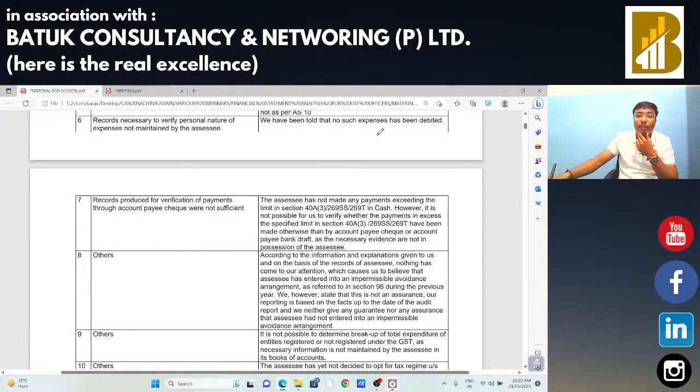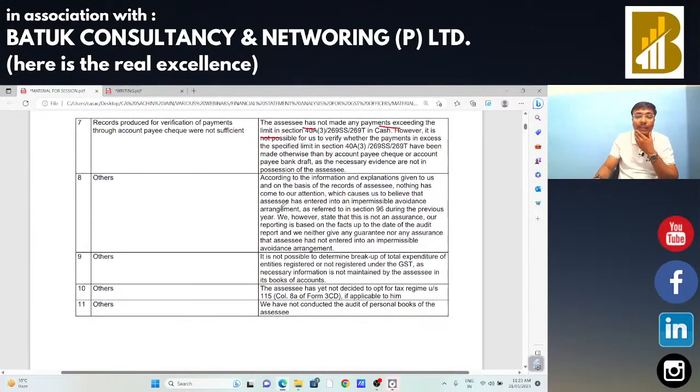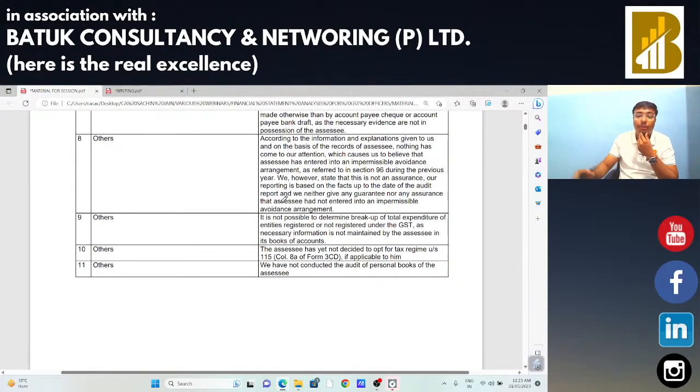We have been told that no such expenses have been debited. The assessee has not made any payment exceeding the limit. ये income tax का point है. We need to be very much careful for that. It is not possible to determine the breakup of total expenditure of entities registered or not registered under the GST, as necessary information is not maintained by the assessee in its books of accounts.